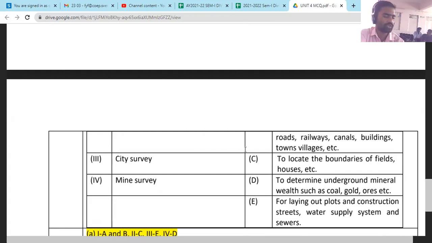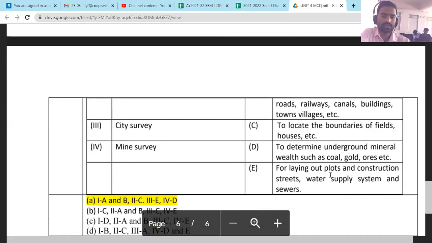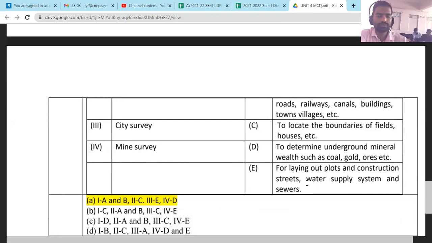Next, the third one, city survey. In your villages or in your taluka, there is a municipality. The people from the panchayat will come and do the survey work. So what are they doing? They are doing the city survey work. What is that city survey? For laying out plots and construction of streets, water supply system, and sewers.